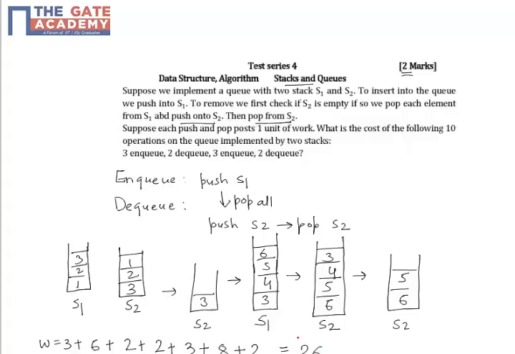Now you can try it by yourself. Take a queue and perform this many operations. Take these numbers which we have taken here, and you can see that the behavior of a queue, which is first in first out, is mimicked by using two stacks. And the units of work which we have done is 26.